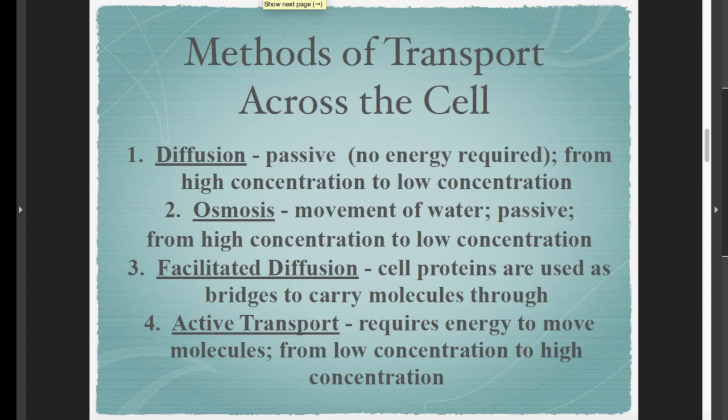And eventually, it will try and create this balance, this homeostasis, in which the whole room is equally filled with the same amount of smell or same amount of cologne particles in the air. So diffusion is moving from high concentration, lots of particles, to a low concentration. Why? To create a balance, to create a homeostasis. Homeo meaning same.